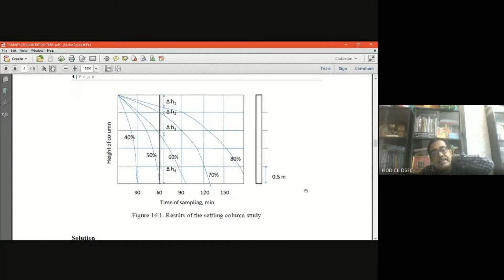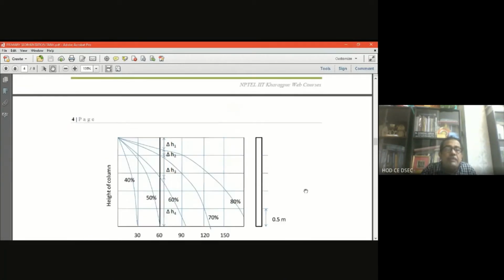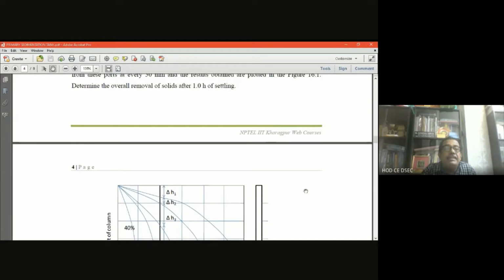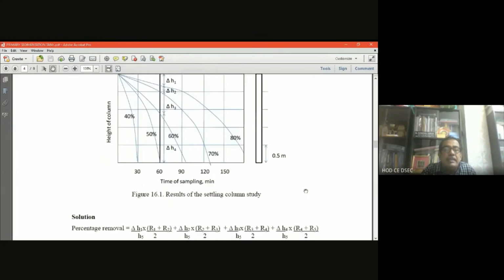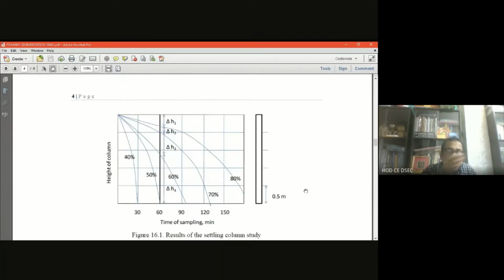So what is the x-axis? This is the time of sampling. As I have to find out the total settlement, the overall removal after 1 hour, on the x-axis I will draw a vertical line ordinate corresponding to 60 minutes, because I have to find out the removal after 60 minutes.